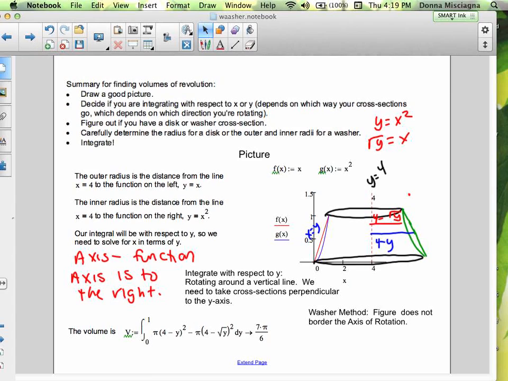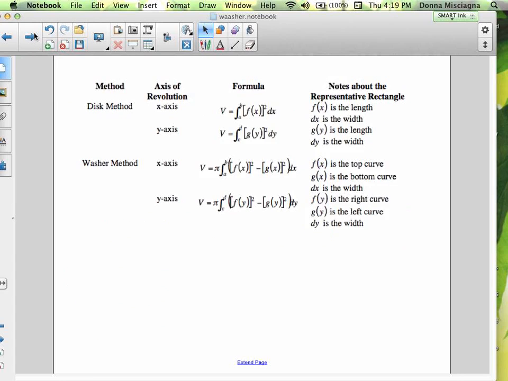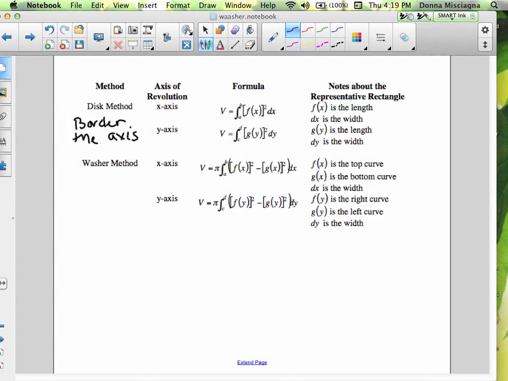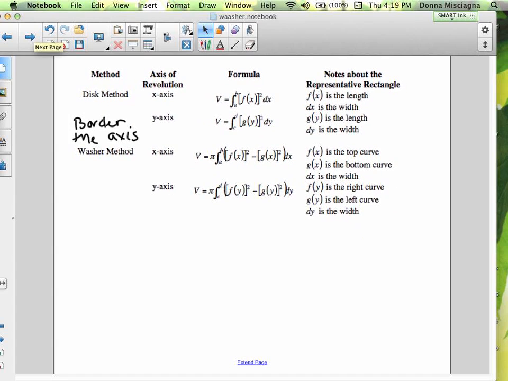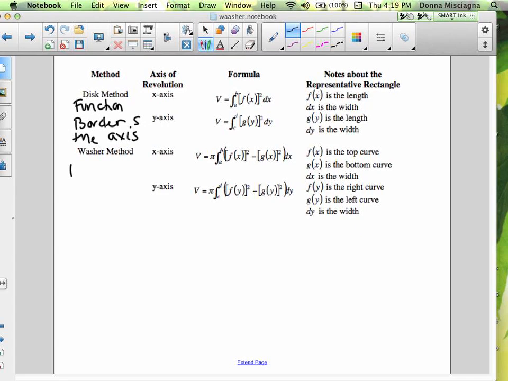And then my last thing is just how do you tell disk or washer? All right, so first of all, you'll know it's the disk method if you border the axis. Washer method, you don't border the axis. The function doesn't border the axis. Function borders the axis. Function doesn't border the axis.